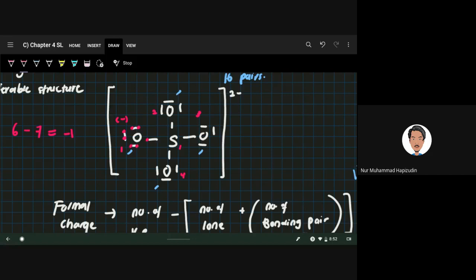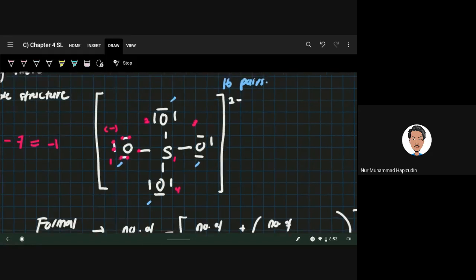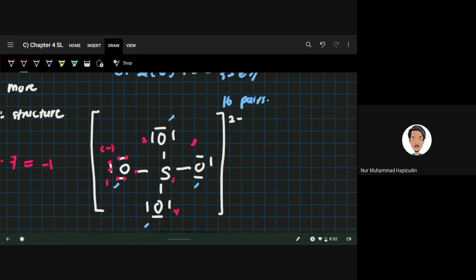Alright. So, what is the formal charge for oxygen 2? Tengok cara saya kira. Okay. Valence electron 6. Okay, tengok pair ni ada 2 elektron kan? 1, 2, 3, 4, 5, 6. Boleh repeat tak? Saya tak faham.